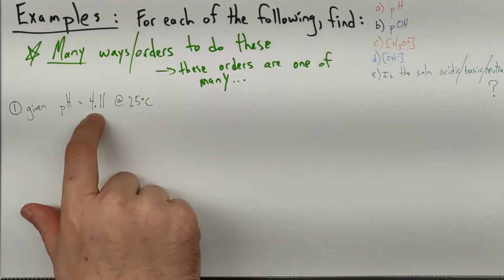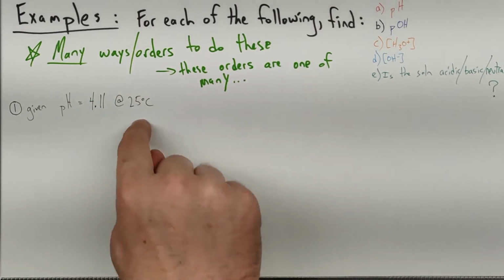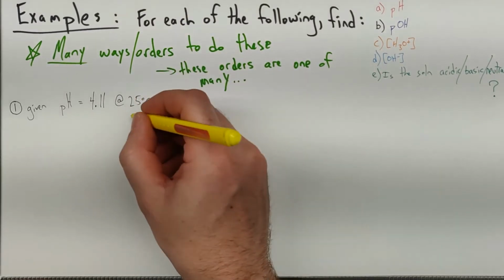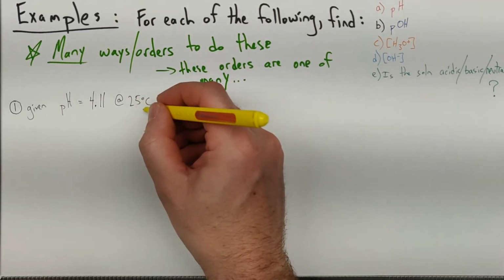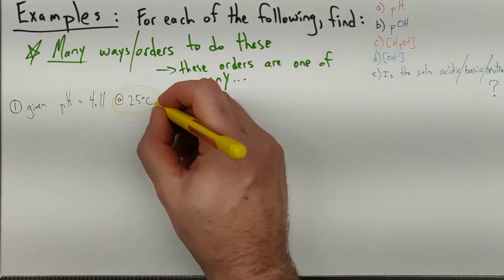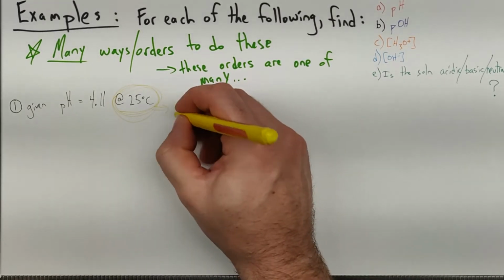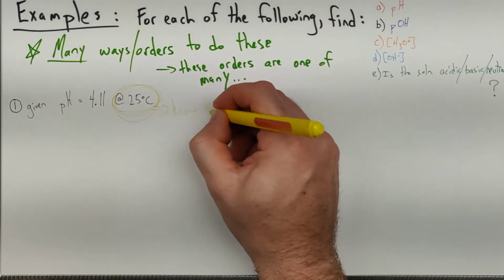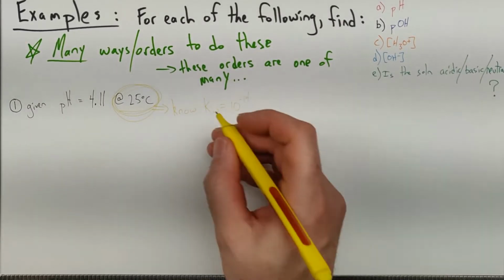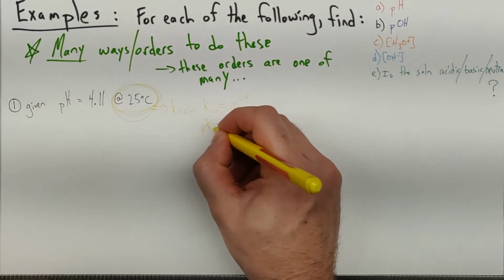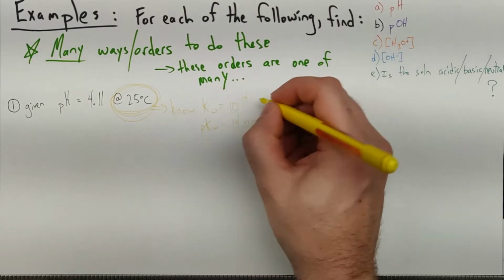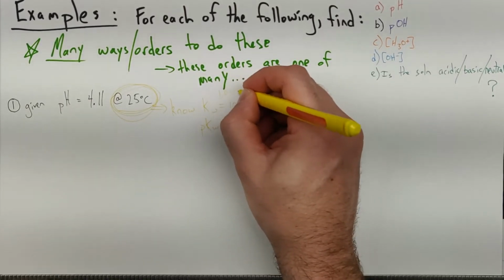For this first example, we're given a pH of 4.11 at 25 degrees Celsius. So, hurdle number one, or thing that it's super duper important to watch out for, you're either given a temperature, or you're given a Kw value, or you're given both. So in this particular problem, this is telling us that Kw is 10 to the minus 14th, right? And that also means pKw is 14. Okay, in fact, I'll go 0, 0 there, and this will be 1.0 times 10 to the minus 14th.